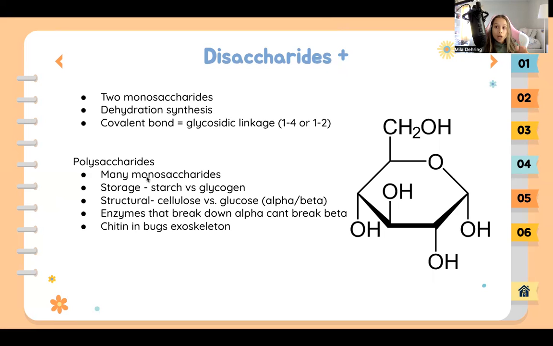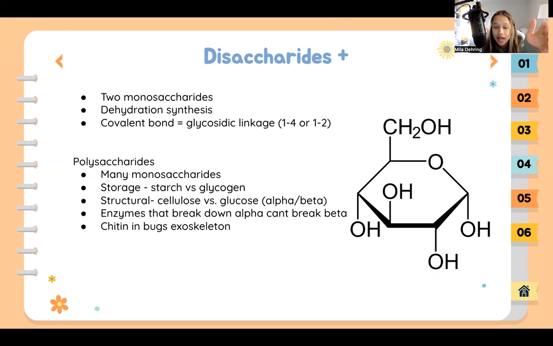Polysaccharides are many, many, many monosaccharides. There are two different types of polysaccharides: storage and structural polysaccharides. Storage polysaccharides are things like starch or glycogen. Starch is only digestible, or usable, in plants, while glycogen is only digestible and used in humans.